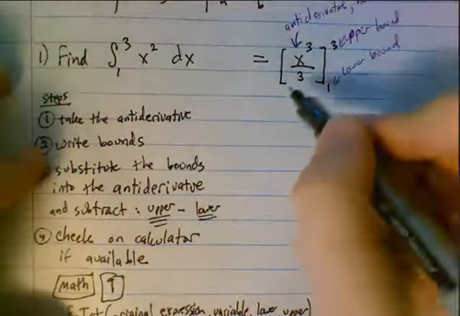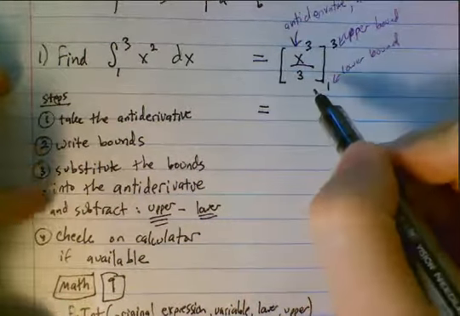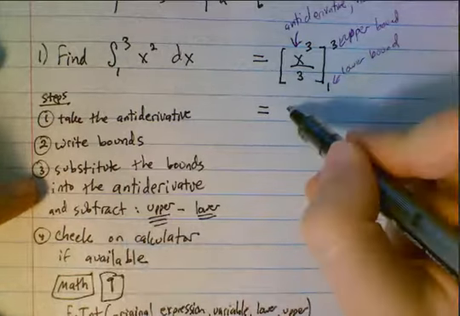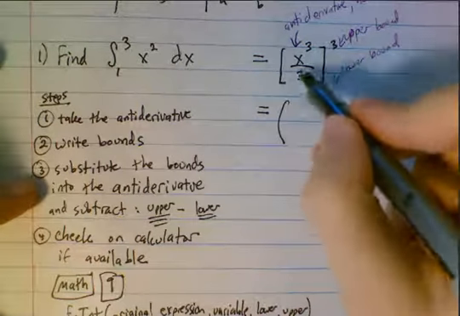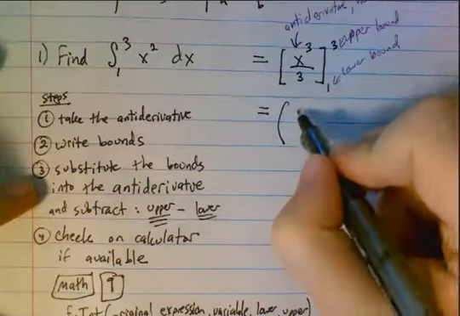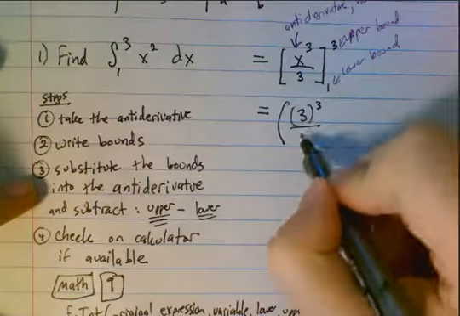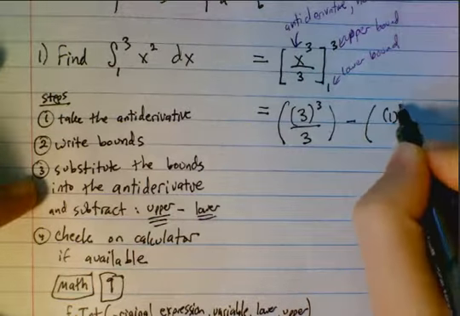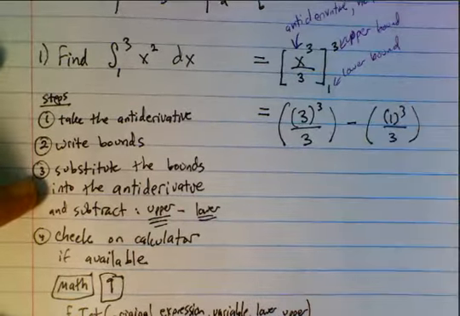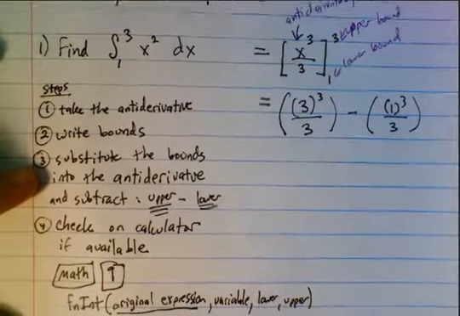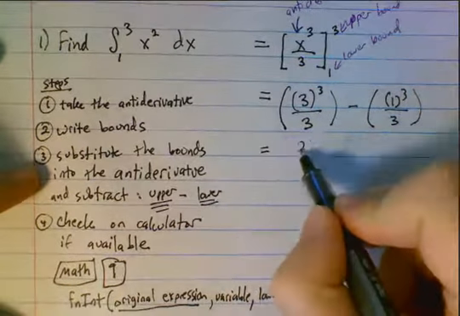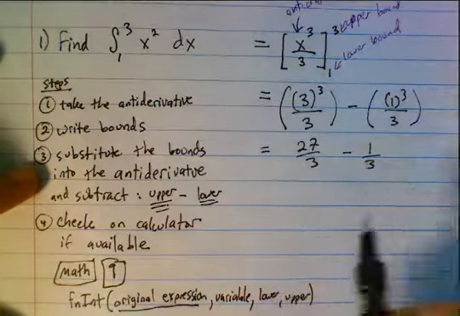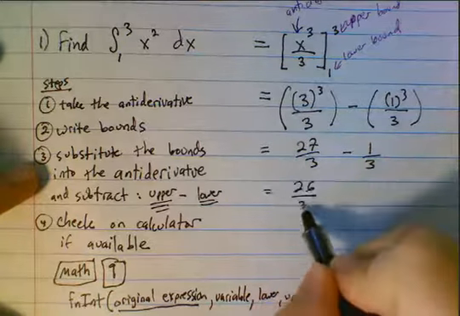Okay, the next thing that we're going to do is substitute the bounds into the antiderivative and subtract. Make sure you have parentheses when you do this, especially if there's any addition or subtraction in the antiderivative. So we're going to substitute in 3 cubed over 3. Make sure your substitution's in parentheses. Subtract 1 cubed over 3. And all we have to do now is the simplification. So 3 cubed is 27 over 3, minus 1 cubed is 1 over 3, giving us 26 thirds.